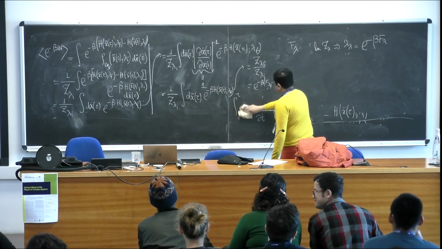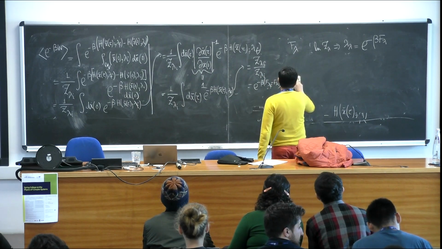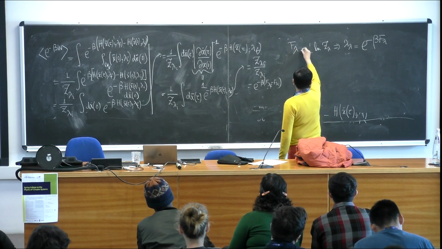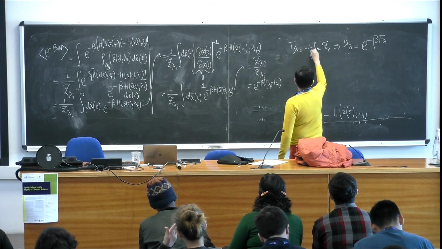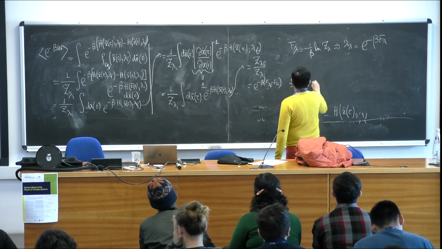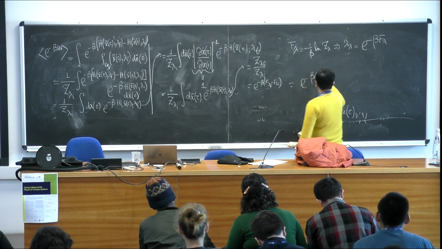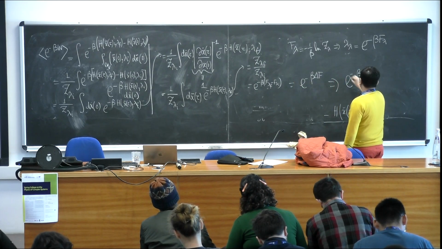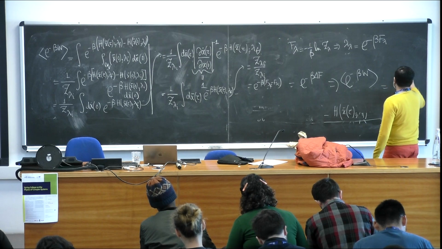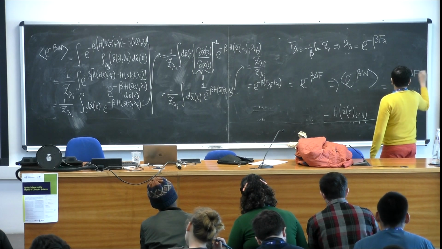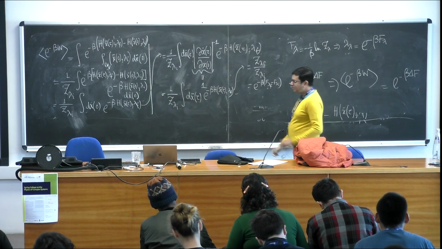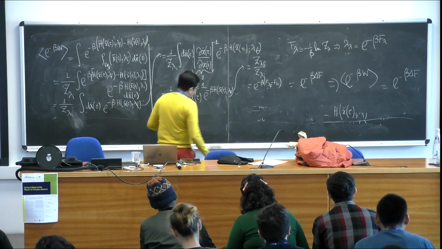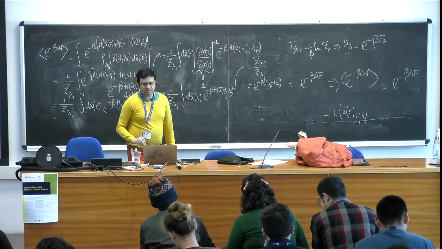I am done. So this is nothing but e to the minus beta delta F. So we have therefore proved that e to the minus beta W is equal to e to the power minus beta delta F. Okay, at least for this simplistic model.